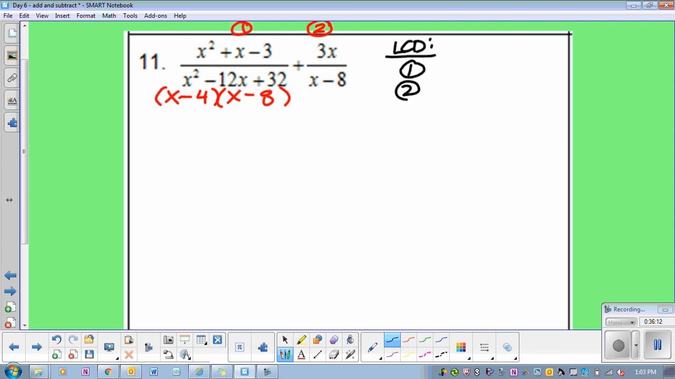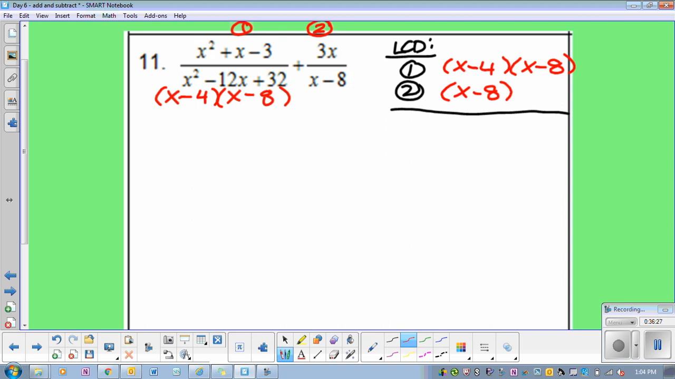So fraction 1, fraction 2, we're going to do the same thing to find the LCD. Fraction 1 is x minus 4 times x minus 8. Fraction 2 is x minus 8. What about the x minus 8? They're the same in both, so we write that one time. What else needs to come down? x minus 4. So this is my LCD.